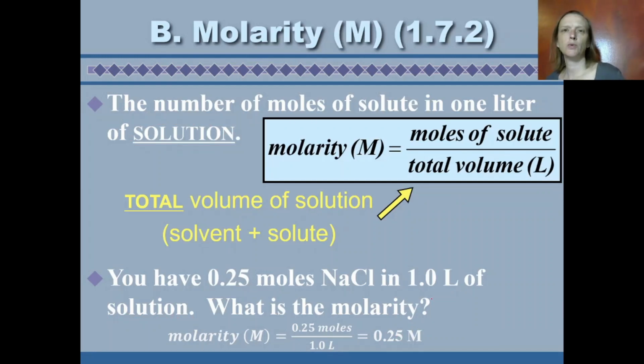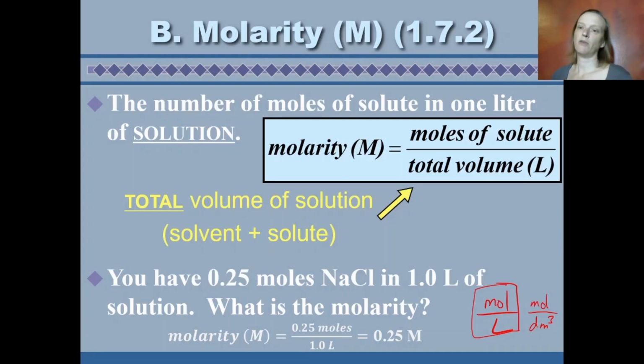Notice before we start doing more of these problems that molarity can be symbolized with a capital M, but it can also be written moles per liter. Sometimes you'll also see moles per decimeter cubed, but we'll stick to moles per liter in this class. So when you see the capital M, it actually means moles divided by liters. We've just given it an abbreviation so that you don't have to write it out that way, but sometimes writing it out that way actually makes it easier to remember the equation, moles divided by liters.